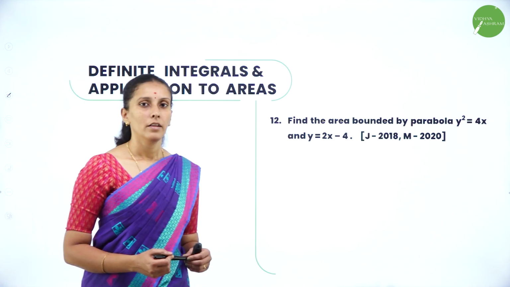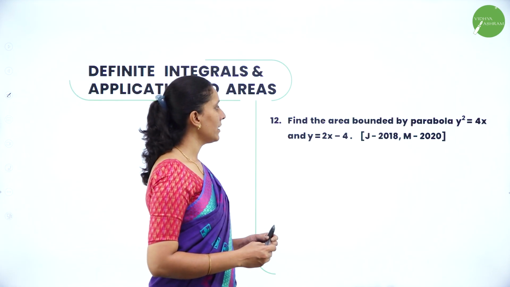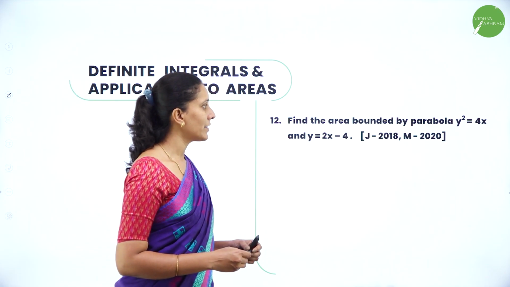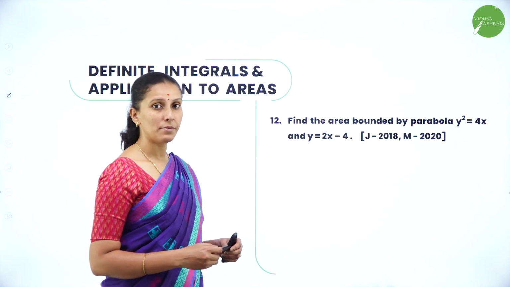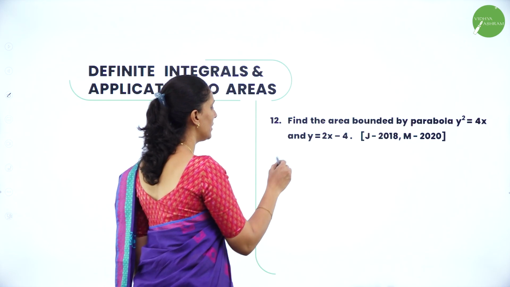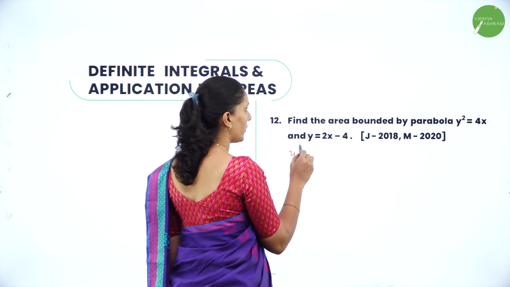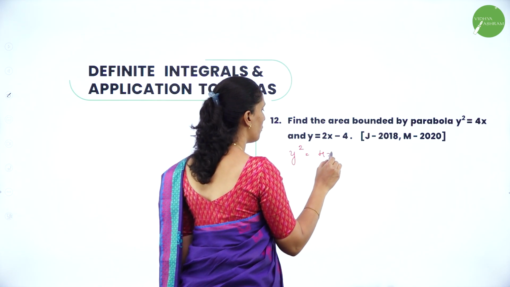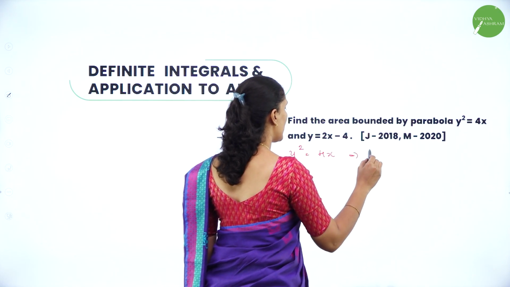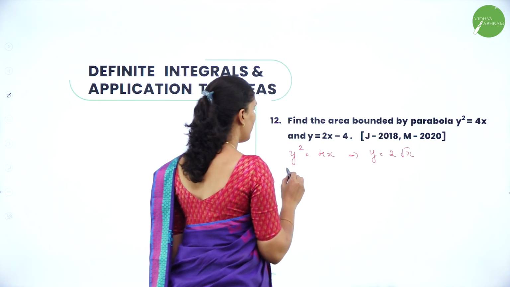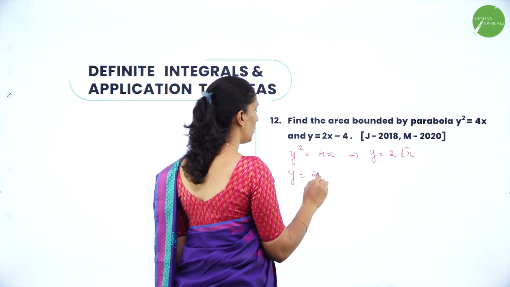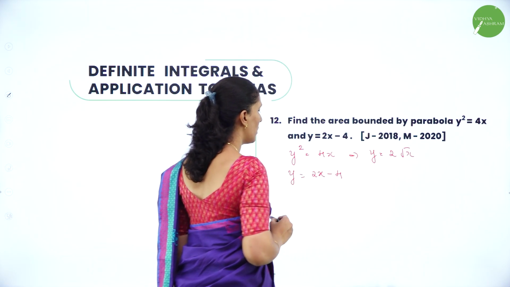Next we have: find the area bounded by the parabola y square is equal to 4x and y is equal to 2x minus 4. So, we have again here a parabola and a straight line. So, y square is equal to 4x. This can be written as y is equal to 2 root x and we have y is equal to 2x minus 4.